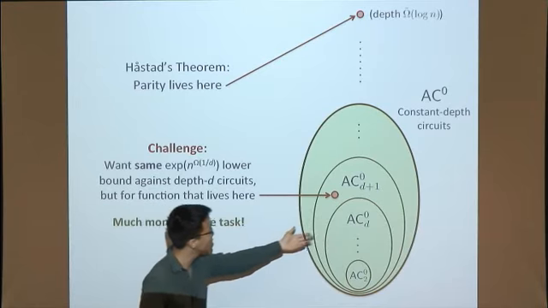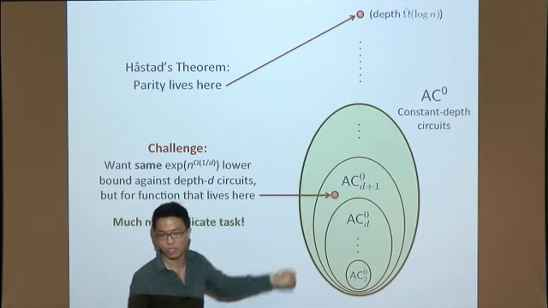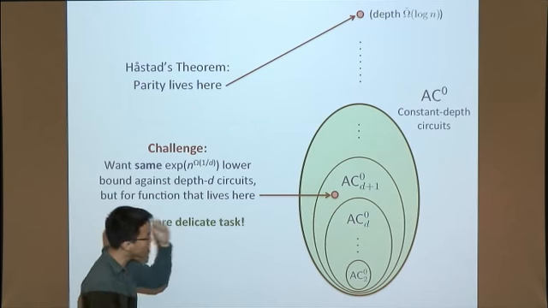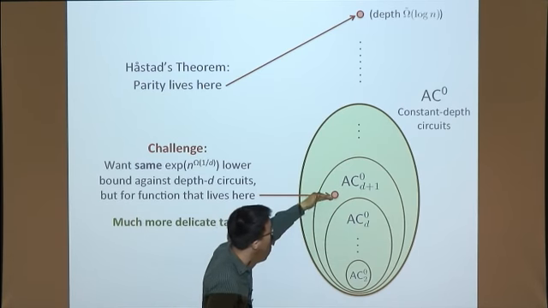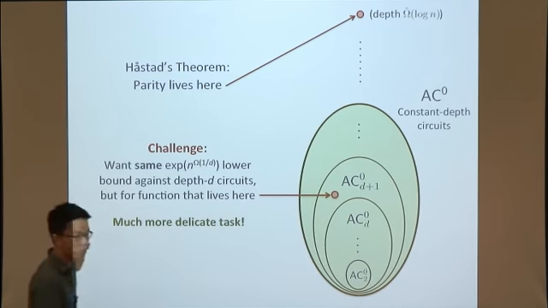Okay, so intuitively, this feels like a more challenging task. You want the same lower bound against the same class of functions, but for a much simpler target function. Right? In particular, you want it to be so simple that even just allowing me 1 layer more of depth, I can compute it in polynomial size. So this is hopefully also obviously an extension of Hastad's theorem.